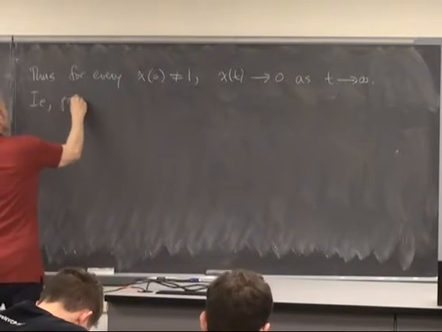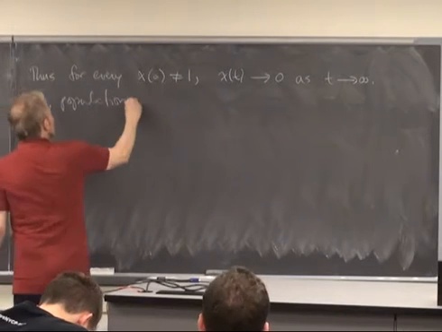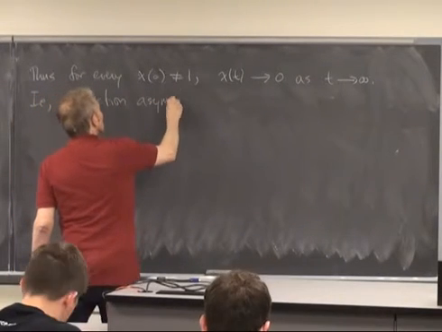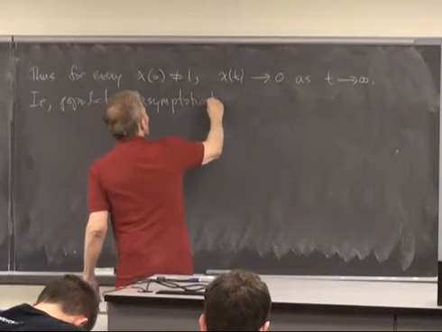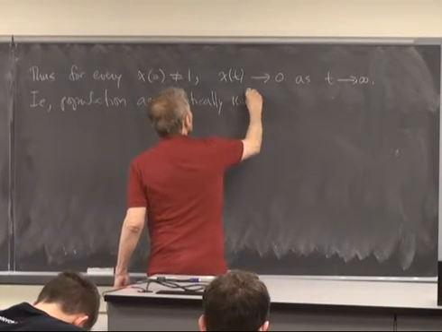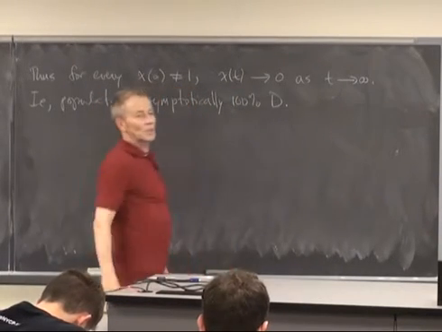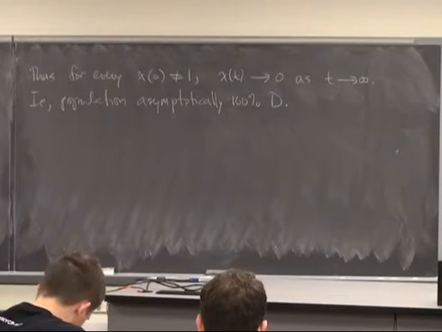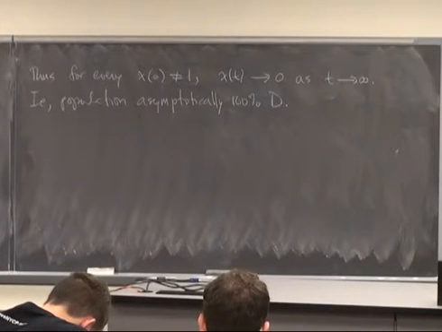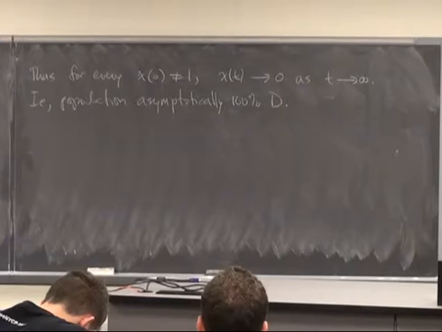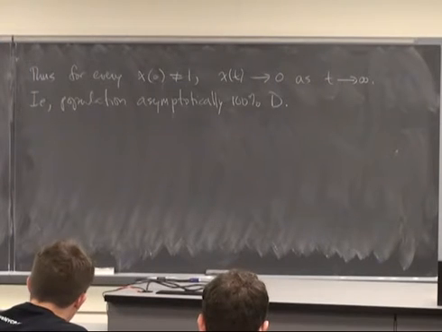the population is asymptotically 100% D, which is what we would want, not from a social welfare moral standpoint, but from a game theoretic standpoint, to happen. Okay?